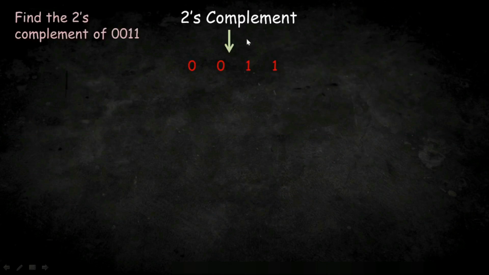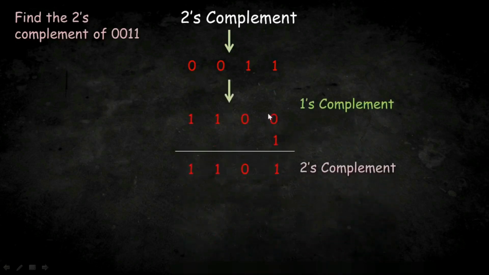So our next topic is 2's complement. For example, here we have a binary number that is 0011, and if you want to find the 2's complement of 0011, then you need to first find the 1's complement like this, and then you need to add 1 with this least significant bit. So the 2's complement of 0011 will be 1101. So this is our answer.